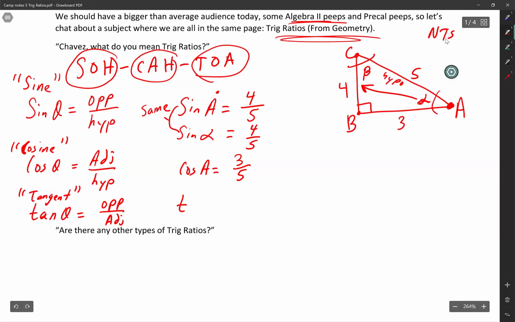All right, tangent. Tangent of A or tangent of alpha. Tangent is opposite over adjacent. Opposite of that alpha is 4, so 4. And then adjacent, or next door, is 3, so 3. And there it is, guys.